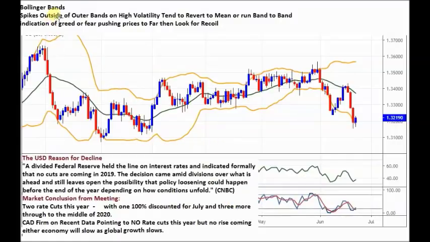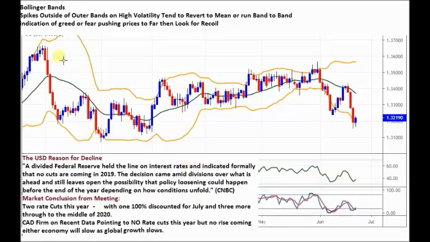Now, in terms of Bollinger Bands, just to explain them for anyone who doesn't know how they work, spikes outside of the outer bands on high volatility tend to revert to the mean or run band to band. Here are the outer bands in orange, one top, one bottom, and then you've got the mean price, a simple 20-day moving average in the center.